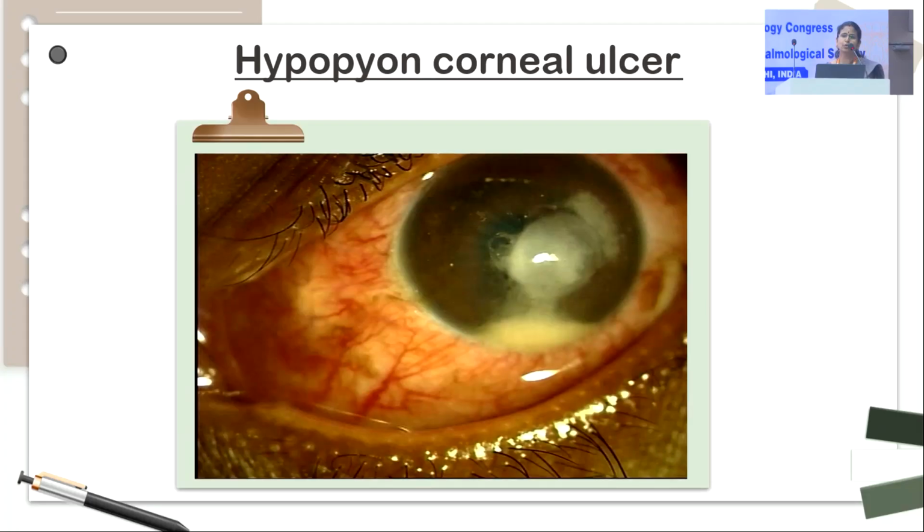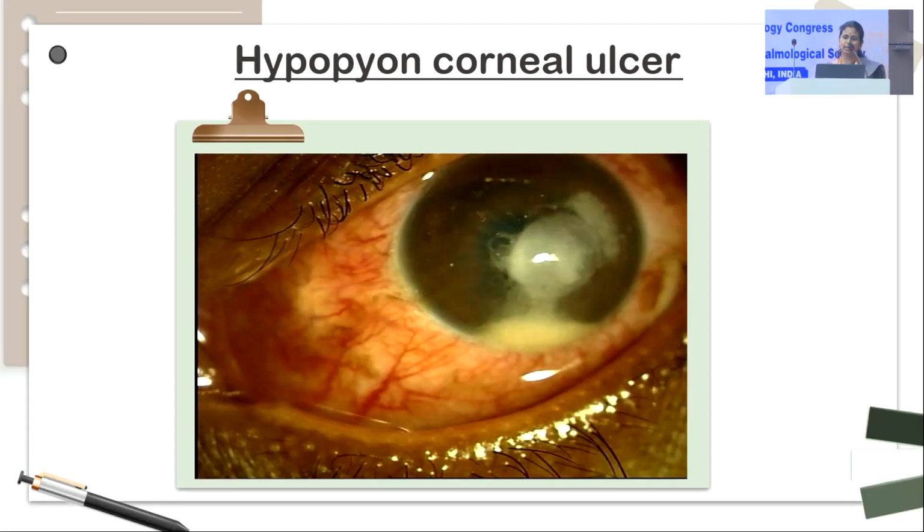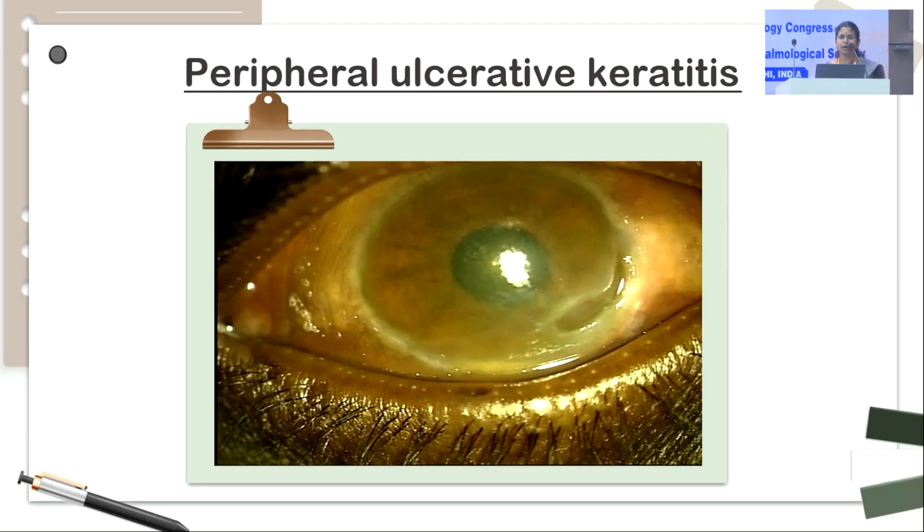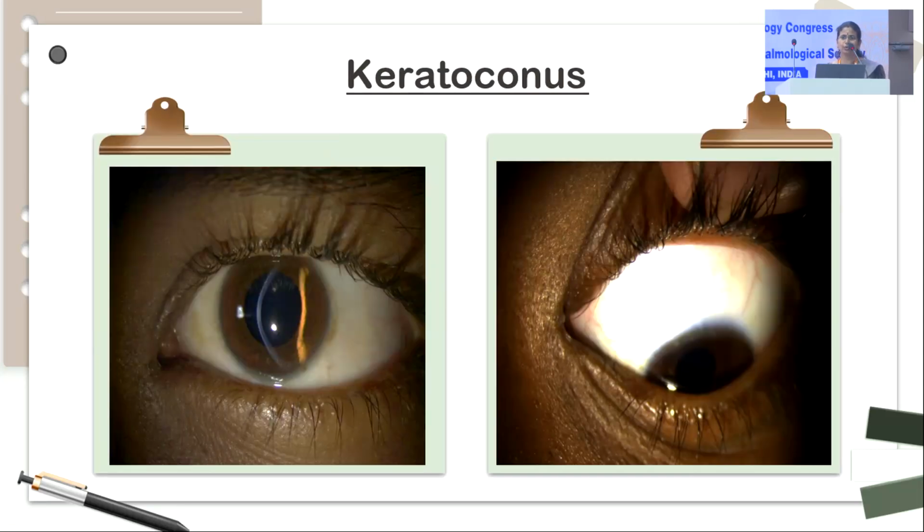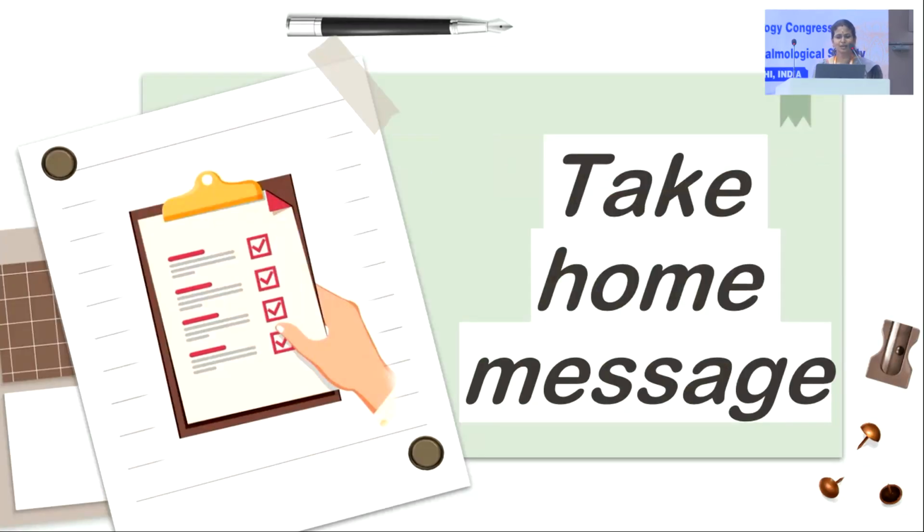Ulcer, I said, in this I want to mention whether you should scrape the cornea in any case of corneal ulcer. In ulcerative keratitis, you should think of a Mooren's ulcer and the systemic associations of PUK. Keratoconus, okay, sorry, time is up.